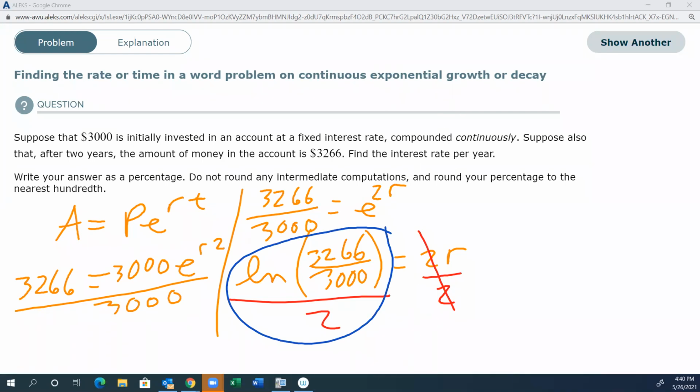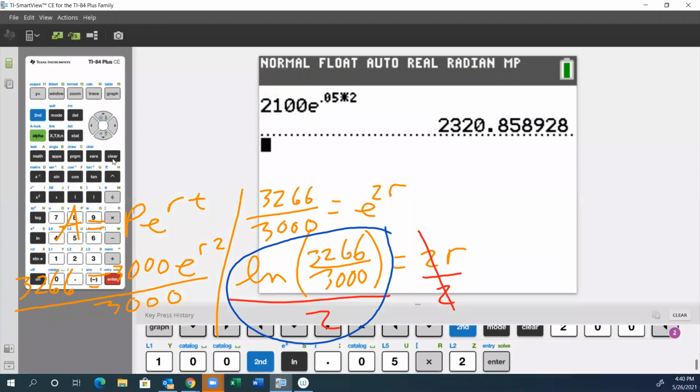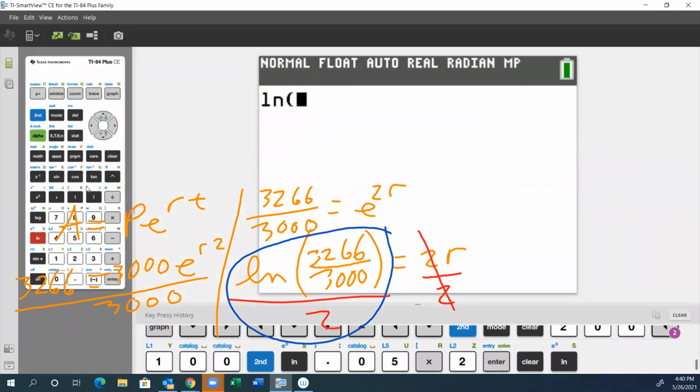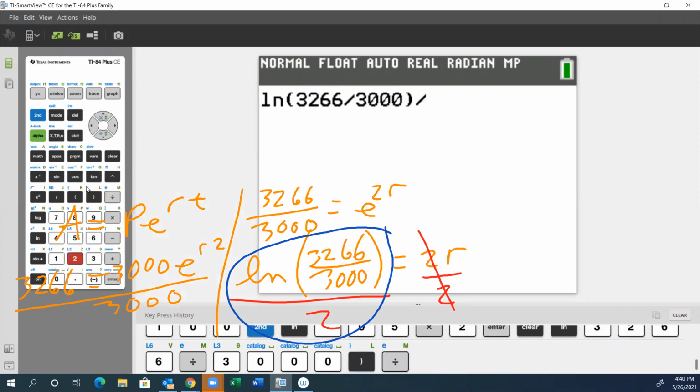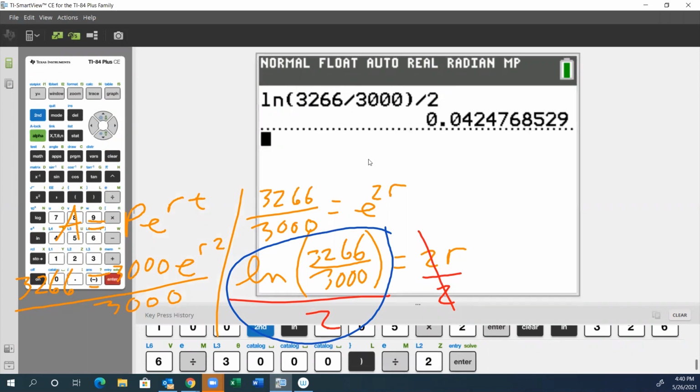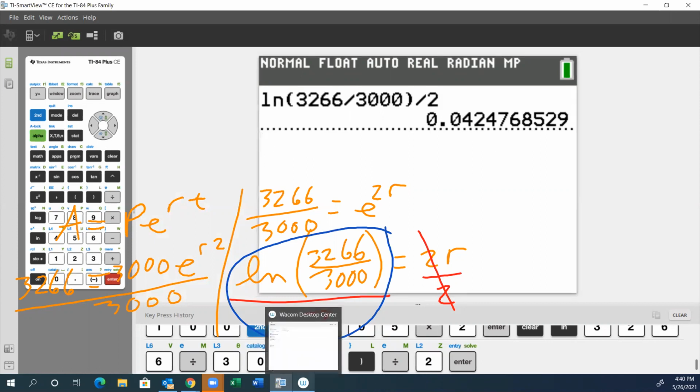Okay, let's go to the calculator and plug this in and see what we get. So we're going to go ln of 3,266 over 3,000, and then we will divide all that by 2. And let's see, what did they say? Okay, nearest hundredth. So if we write this as a percent, the decimal point winds up between the 4 and the 2. So 4.25% would be the answer. Yeah, that's all I got.